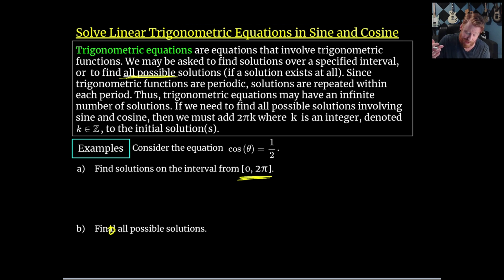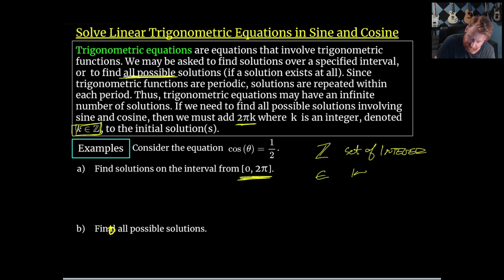If we need to find all possible solutions involving sine and cosine, then we're going to add 2 pi k to the end, where k is an integer. This is our way to quickly denote that k is an integer. This blackboard Z is the symbol for the set of integers, and that symbol means in. So if I'm writing k in the set of integers, that says k is in the set of integers. We'll need to add that to whatever initial solutions we found. We'll hopefully make sense of this by looking at this example to see exactly what I'm saying.